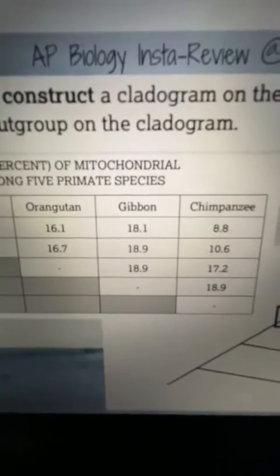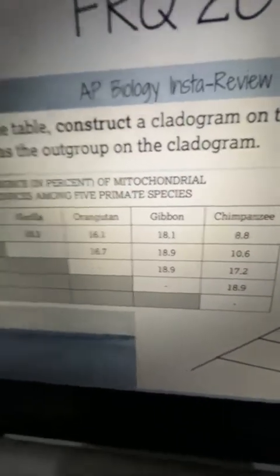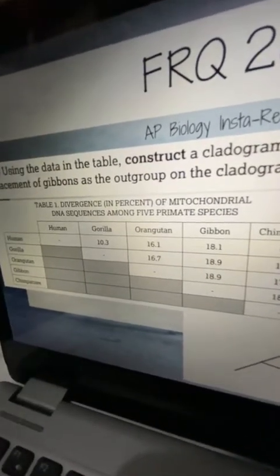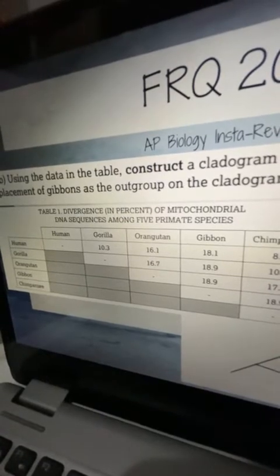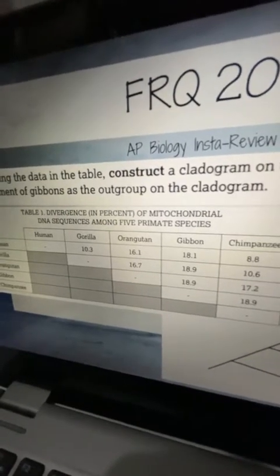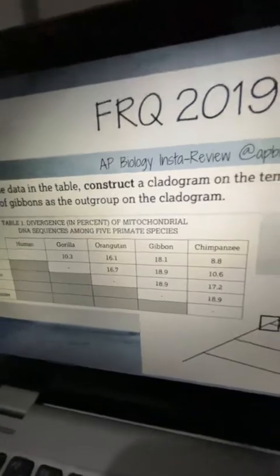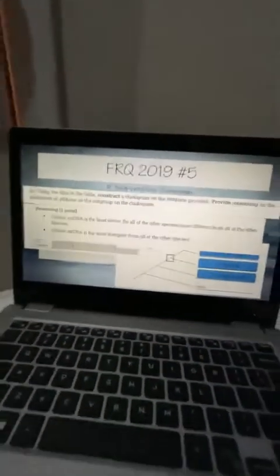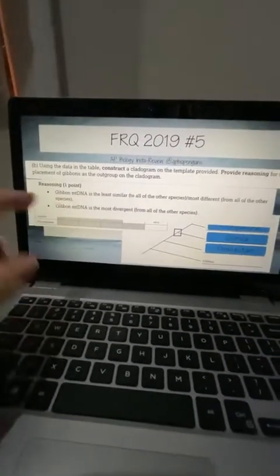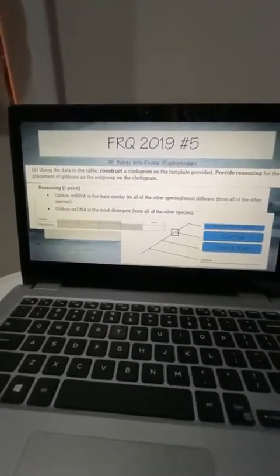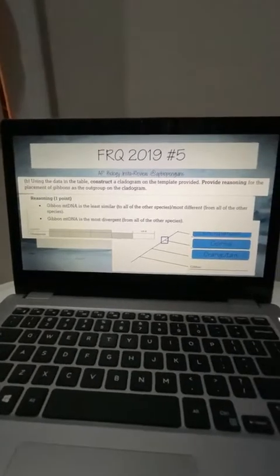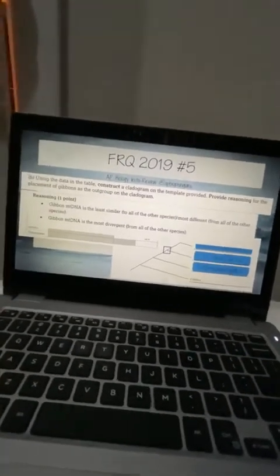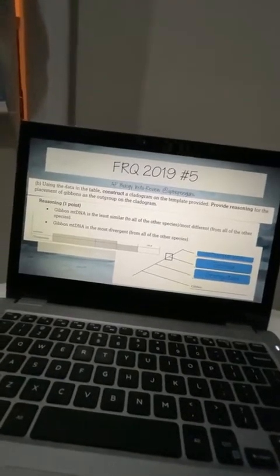So if I look at that gibbon, it has 18.1 differences with the human, 18.9 differences with the gorilla, 18.9 differences with the orangutan, and 18.9 differences with the chimpanzee. It has the highest number of differences from any of the other organisms, okay? And so that's what you have to say: it's the least similar, it's the most different from them, or you could say that it's the most divergent. It has the most differences in terms of its DNA, so it has diverged soonest or earliest in evolutionary time, okay?